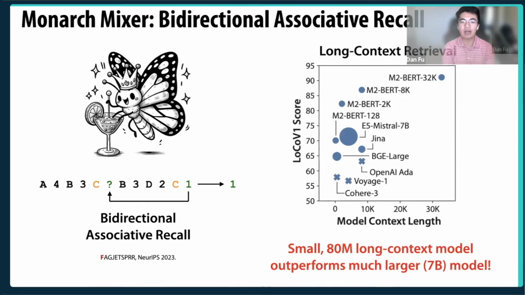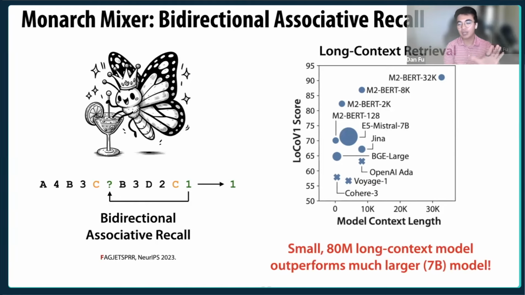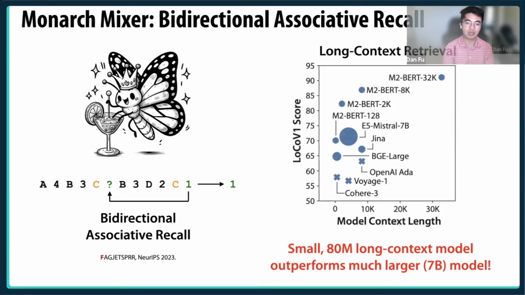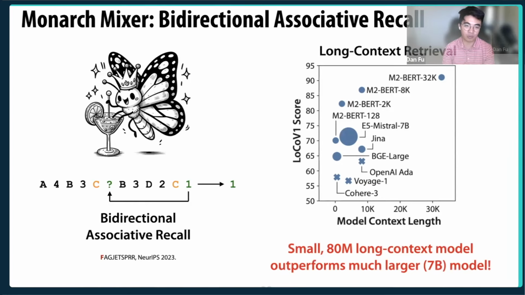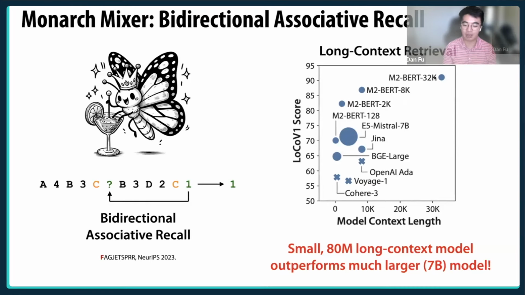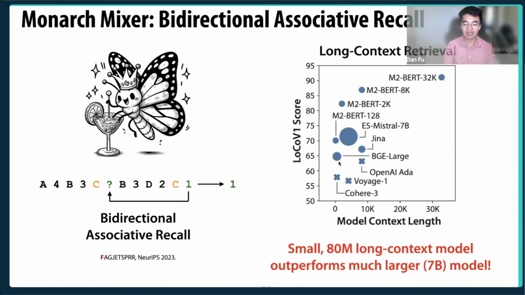And what we generally found was that if you can increase the context length of these retrieval models, you can do much better long context performance than, in some cases, much larger models. So here, this tiny dot is an 80 million parameter model. But if you can extend the context length in the right way, you can outperform much larger, shorter context models, in this case, like a Mistral 7B.